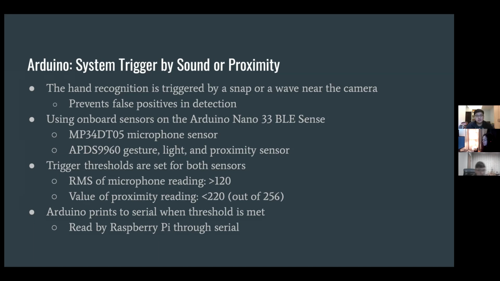The other way to trigger is to use a proximity reading. If it detects a hand that's close enough to the Arduino, it means that the user is trying to wave at it to get its attention. Both of these are valid methods to trigger an event to the Raspberry Pi, which is sent through a serial port.